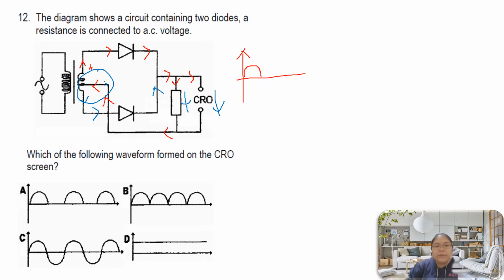That means if I'm using a transformer, I can produce full wave rectification by using two diodes. So the continuous output must be the same direction. From here, the answer must be answer B. Okay, so we go to the next one.